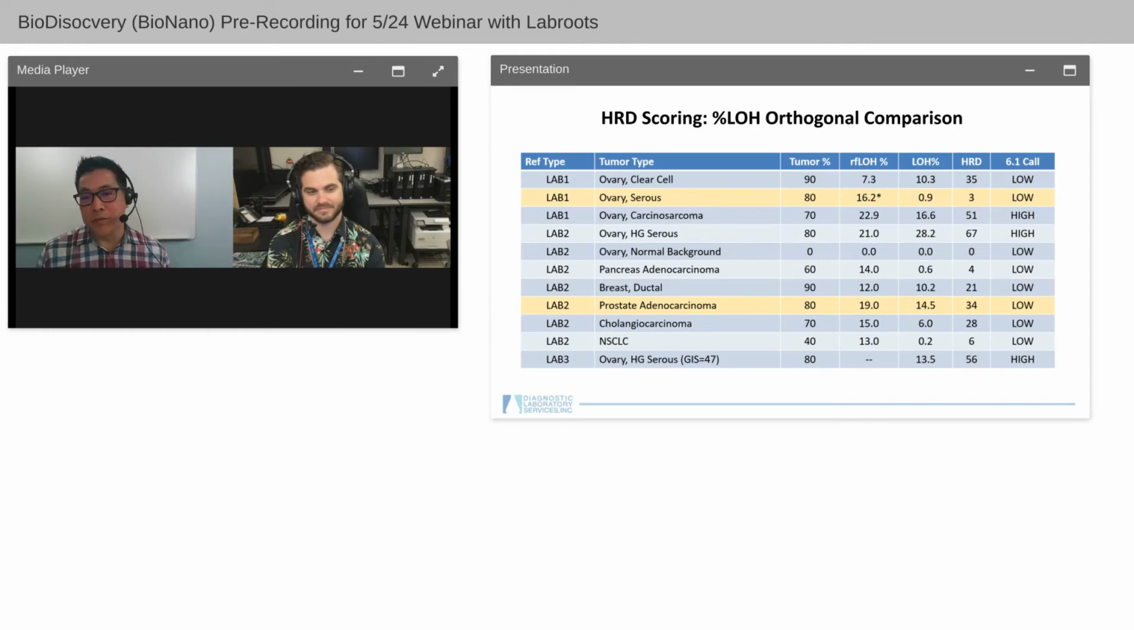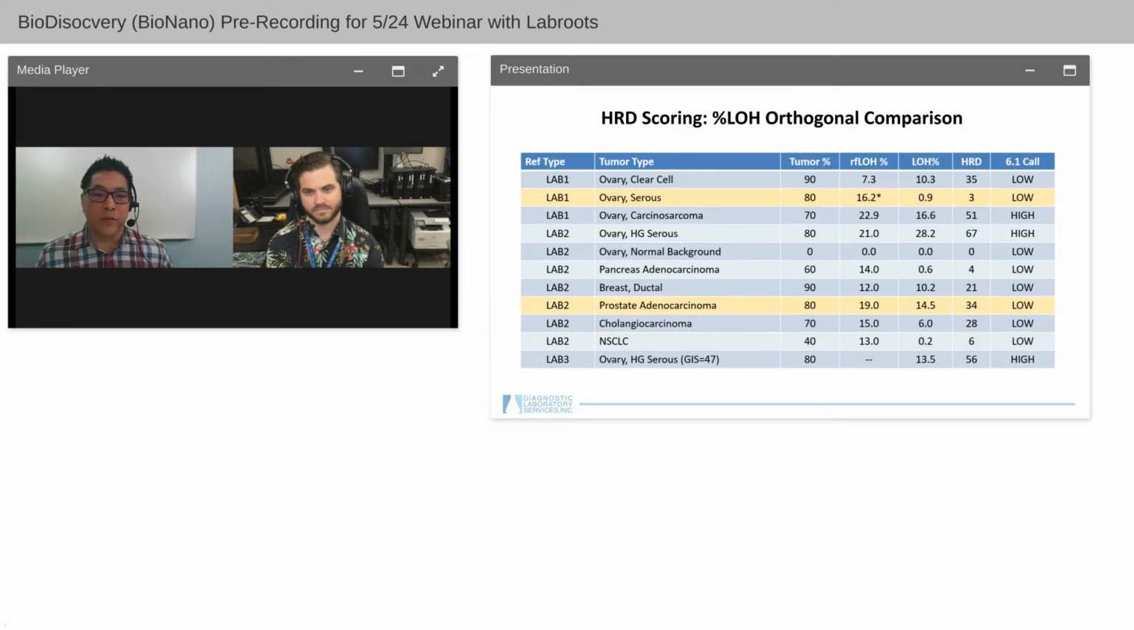And what we did was we took a small series of cases that were run by outside laboratories looking at percent LOH, and it was a range of different tumor types, both ovarian, pancreas, breast, prostate. And these are other cancers that have the potential for PARP inhibitor indication. And what you can see is that it had a not encouraging sensitivity. And there were some discrepancies here.